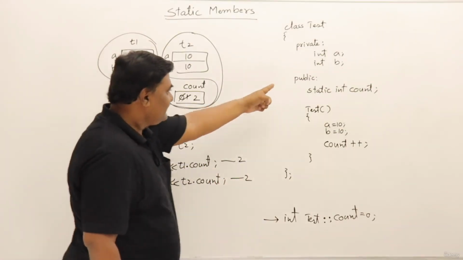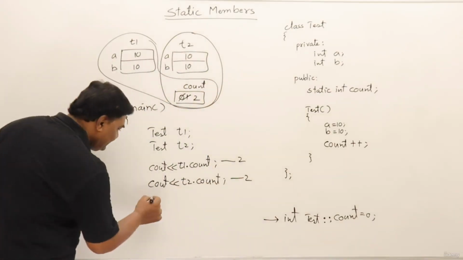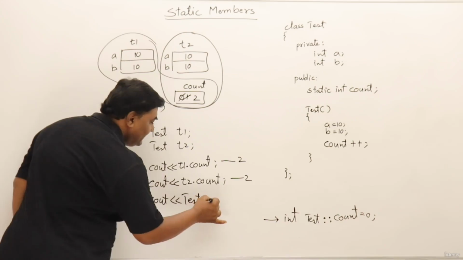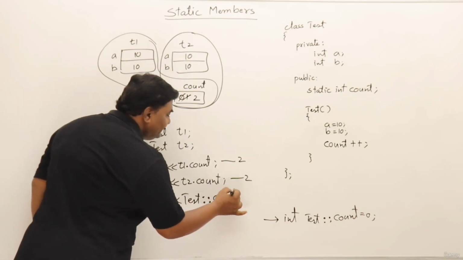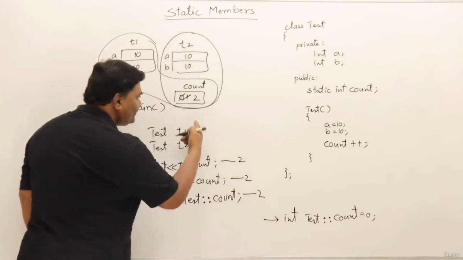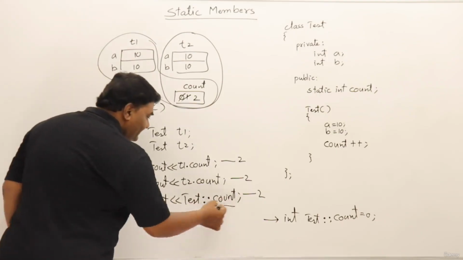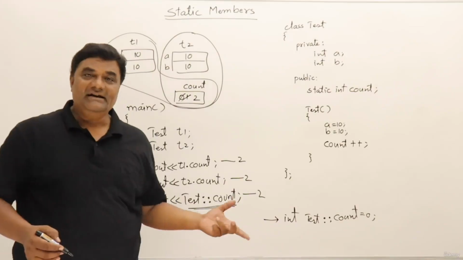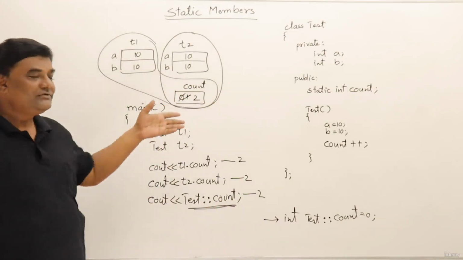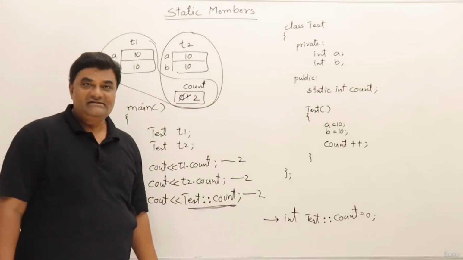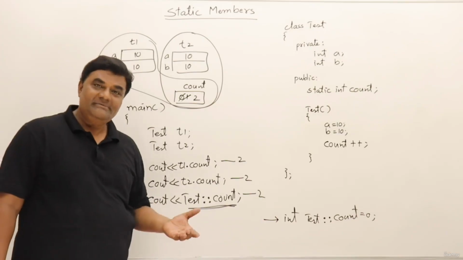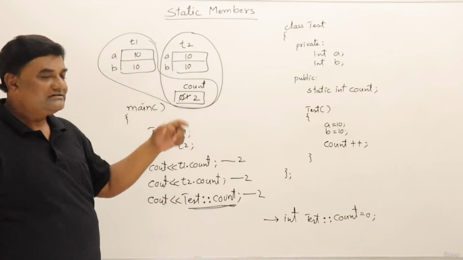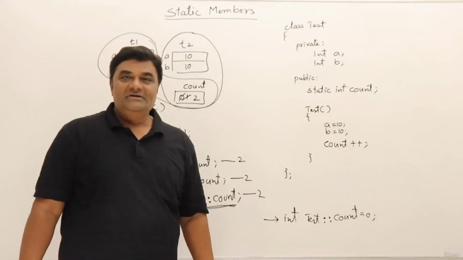As this is inside public, I can even say cout Test scope resolution count. So we learn one more thing now. Again, the value is 2 only. So static data members can be accessed using an object, or they can also be accessed using the class name. If they are public, you can directly access them using the class name. They can be accessed using the object name, as well as upon the class. So they actually belong to a class. That's all about static data members.